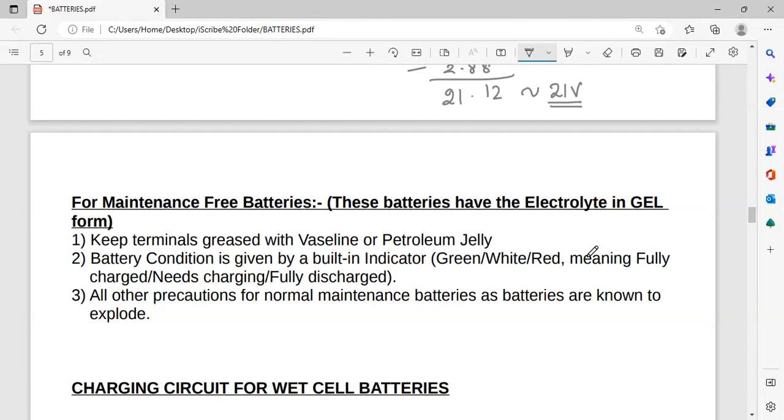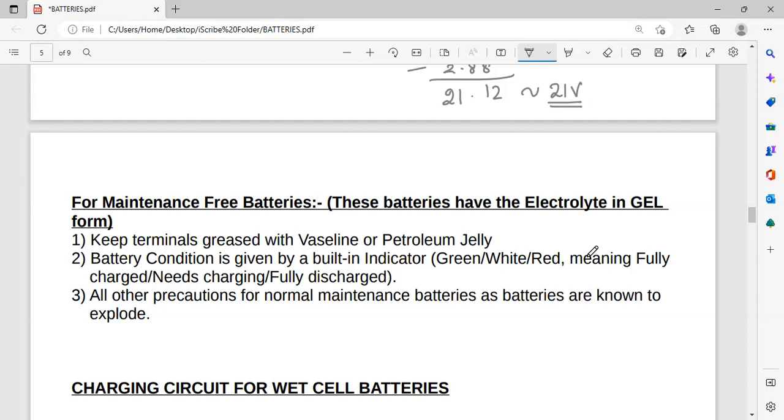Number two, battery condition is given by a built-in indicator. Now you have no idea what the level or the charge is. You cannot take your specific gravity reading. Then how on earth are you going to know the condition of this? Yes, you can take the voltage, but the voltage is not always the correct indicator. The correct indicator would probably be your specific gravity.